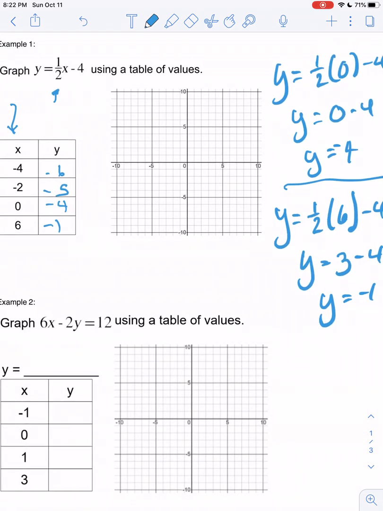So let's go ahead and graph these points. Remember, left, right is your x value. To the right is positive, to the left is negative, up, down is your y value. If you go up, that's positive. If you go down, that's negative.